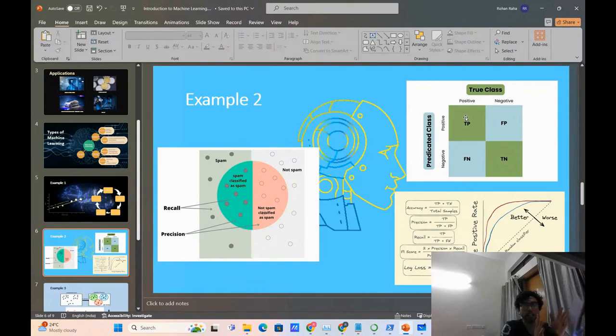So do you understand the subtle difference? In one case, you are given that they are actually positive. In the other case, you are given that you are predicting positive. So that is the difference. Yeah, please. Any other questions?